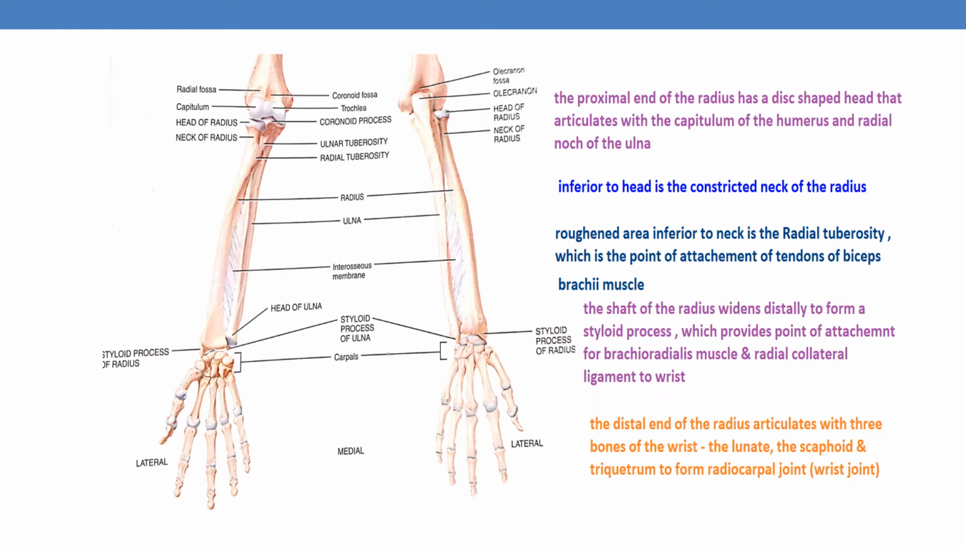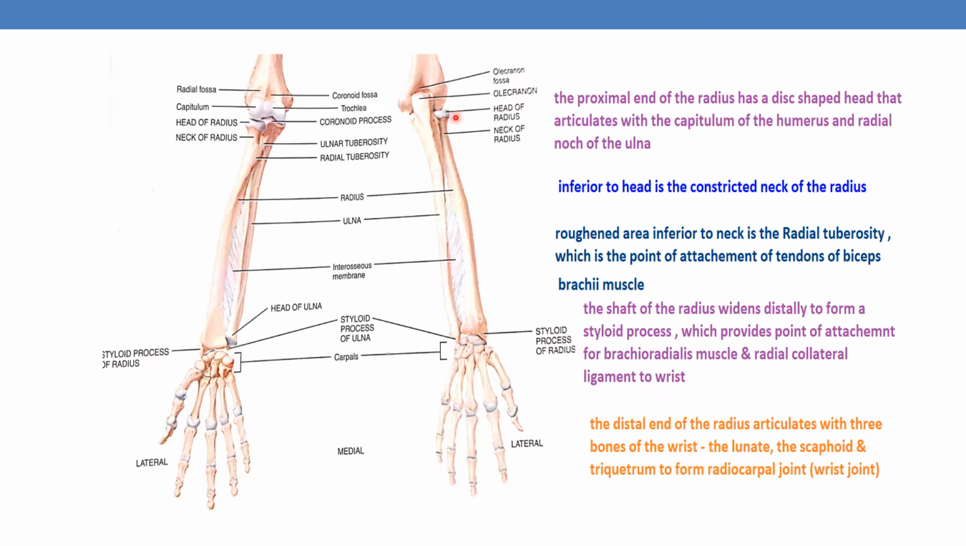Now coming to the anatomical components of the radius. The distal end of the ulna has a head, as we discussed earlier, whereas the proximal end of the radius, that is here, has a disc-shaped head. The head of the radius is at its proximal end, whereas the head of the ulna is at its distal end.